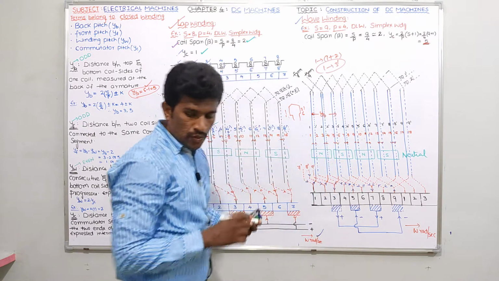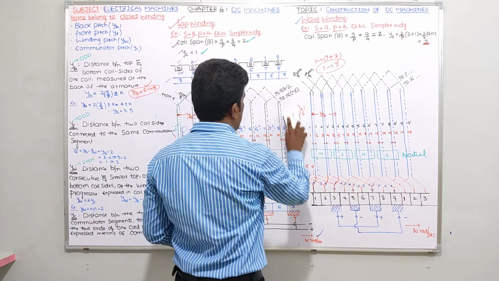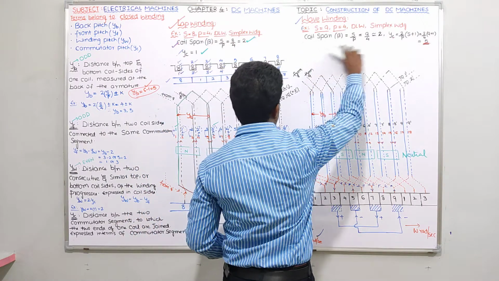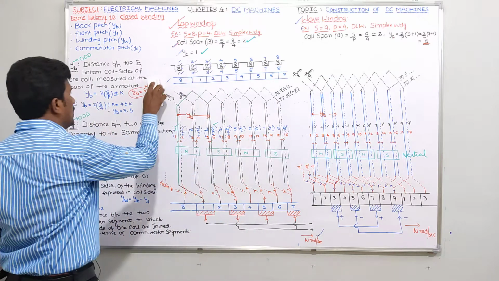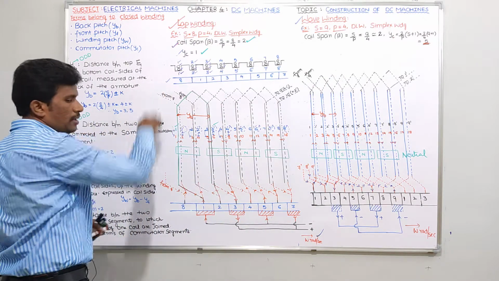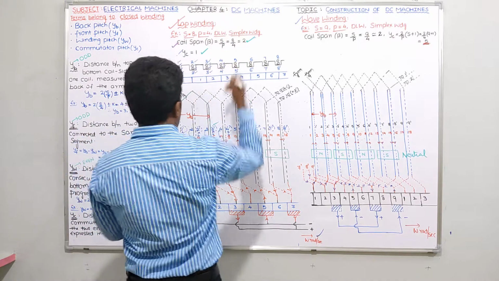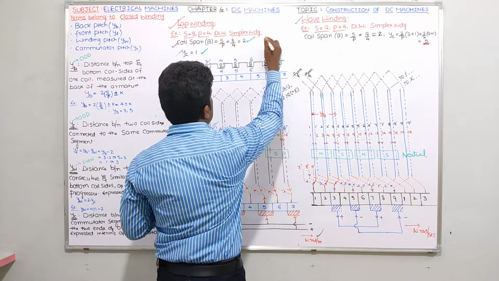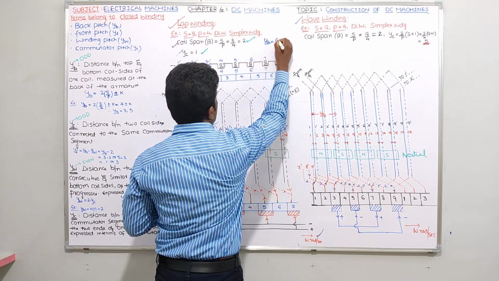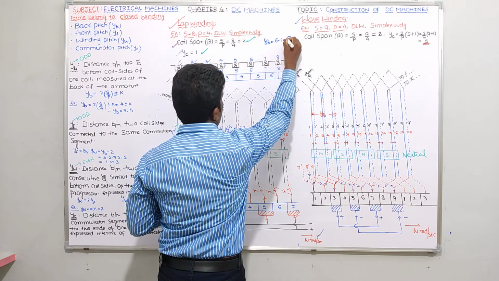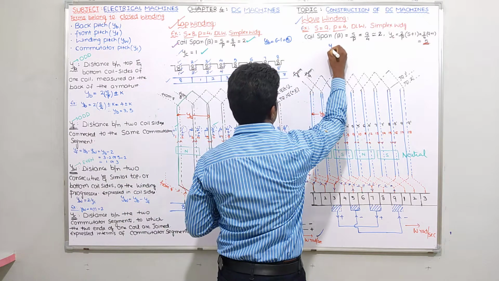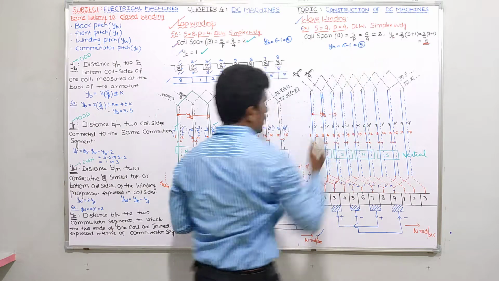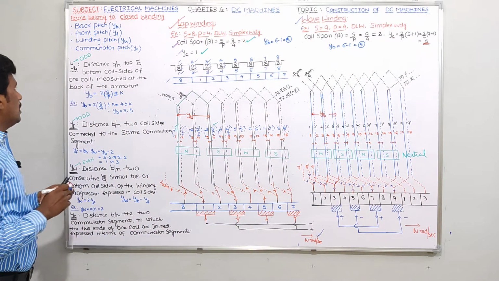Tell me, guys, what is the value of YB in this wave winding? In this wave winding, I am asking. Let me write this value also under lap winding. YB, the back pitch, is 6 minus 1 equal to 5. And here the back pitch is once again 6 minus 1, which is 5. Now this is about back pitch.